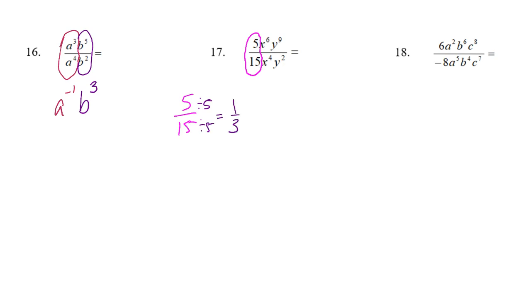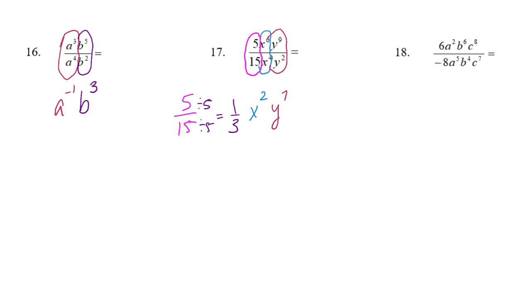So it gives you 1/3. Then we need to subtract the exponents. So we have x, we have 6 and 4. So 6 minus 4 is x to the 2nd. And then with the y's, 9 minus 2 is y to the 7th.